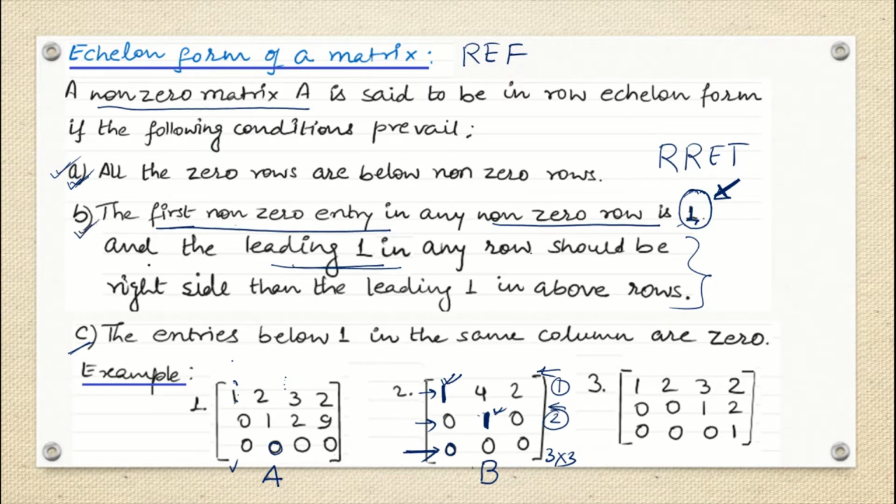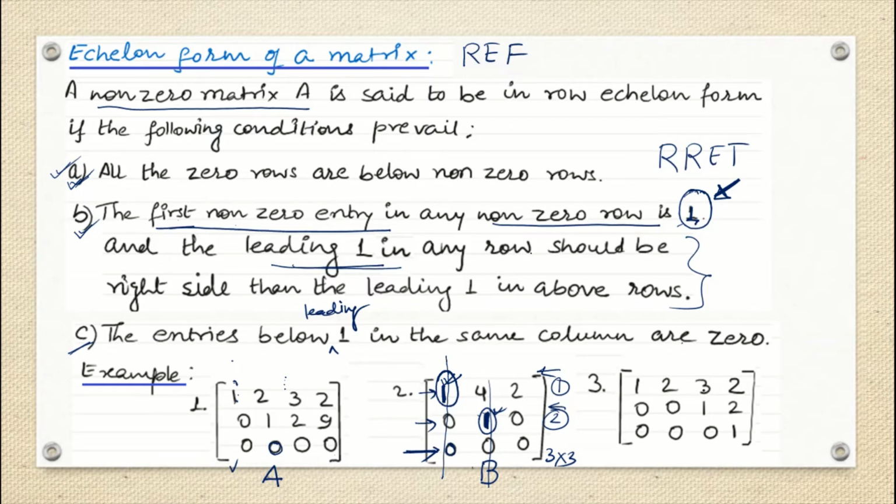Now the third criteria is what? The entries below 1 in the same column are 0. Here is the leading 1. So we should be writing down here below the leading 1. The entries below the leading 1 in the same column should be 0. This is the leading 1 of my second row, so below should be 0. So this also gets satisfied. So yes, this matrix is again in row echelon form.